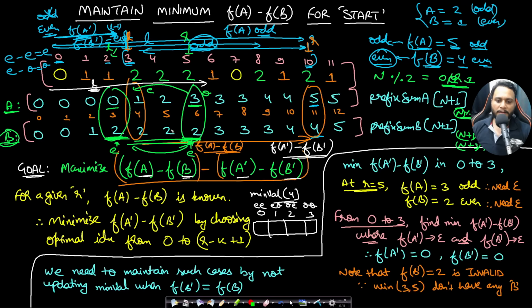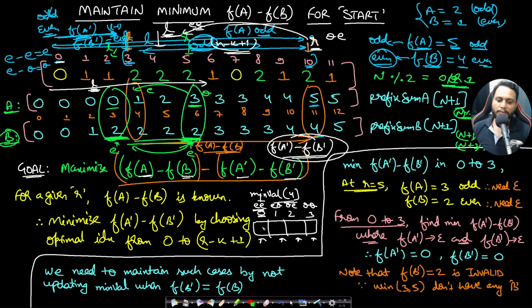So it will contain the minimum value of fa dash minus fb dash in the range of 0 to n minus k plus 1, so that when you have to pick an optimal L for any value R on the left hand side, if the parity here is odd even, then you will be going to find even, right, on the left hand side. So even is 0.